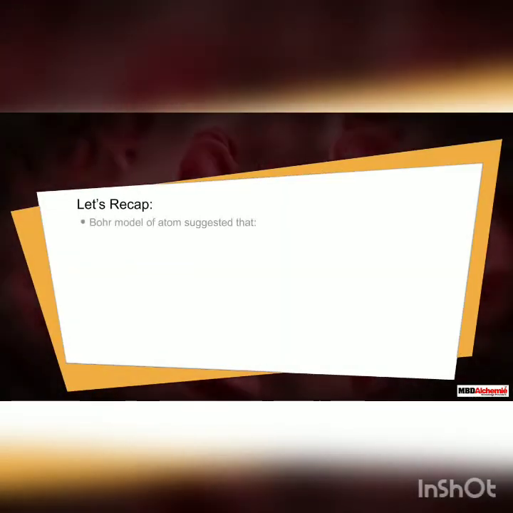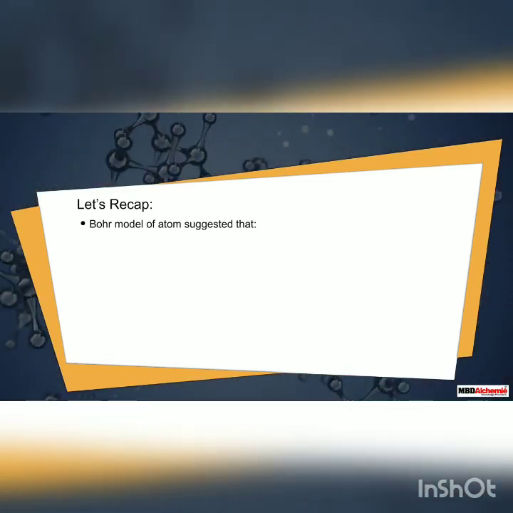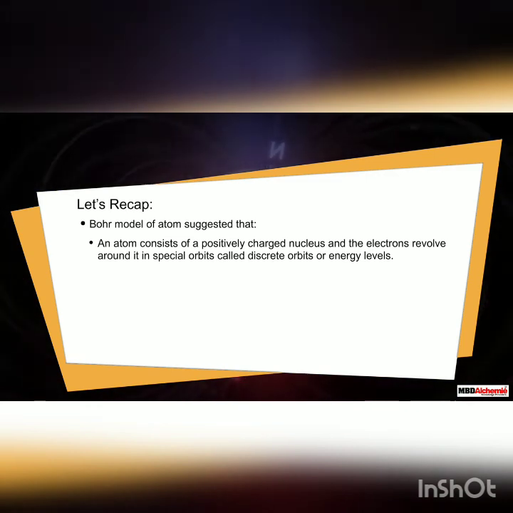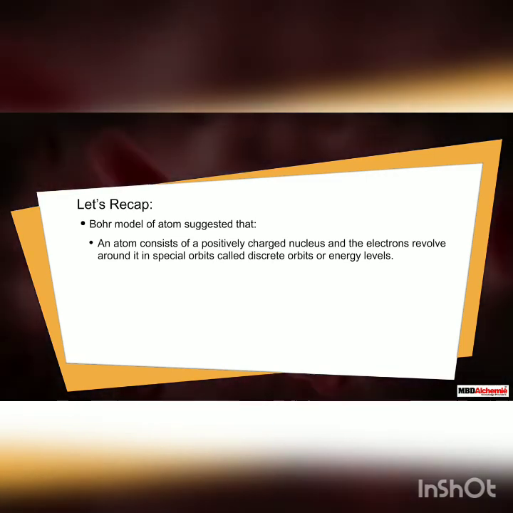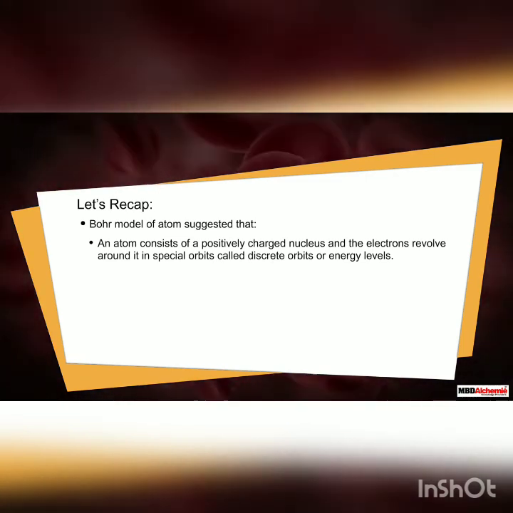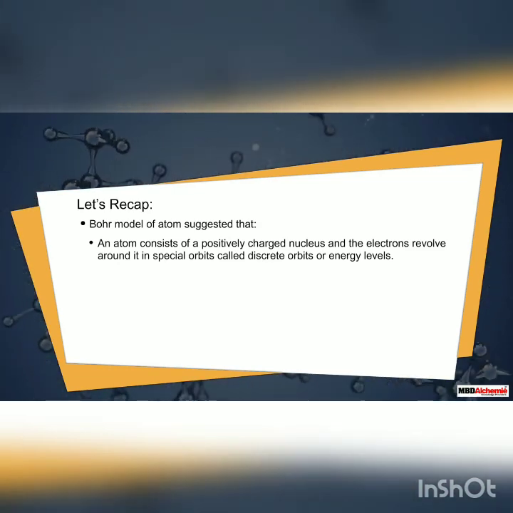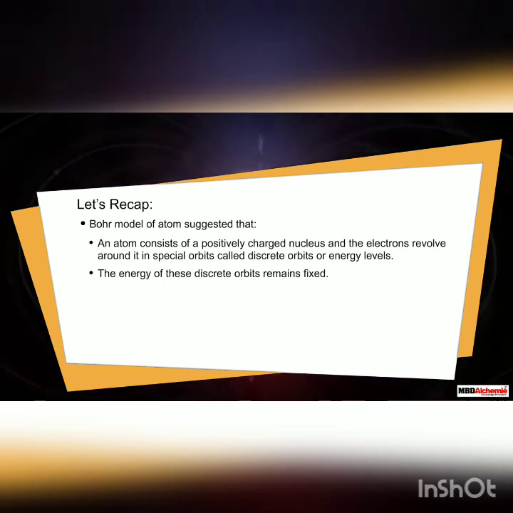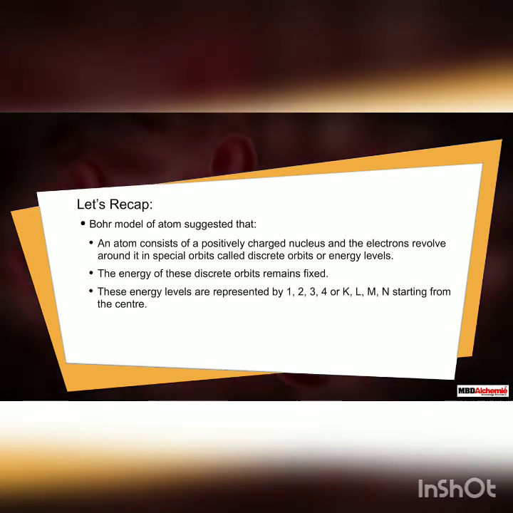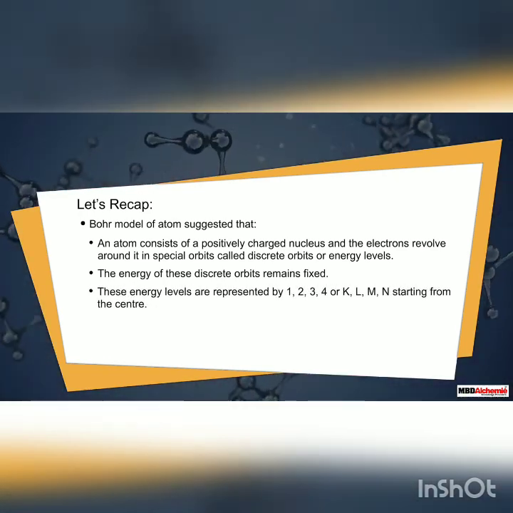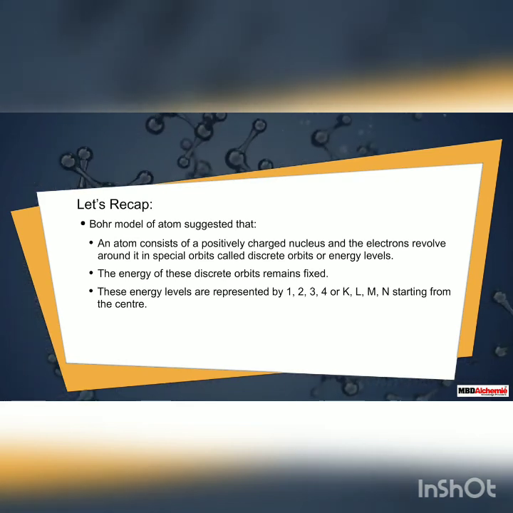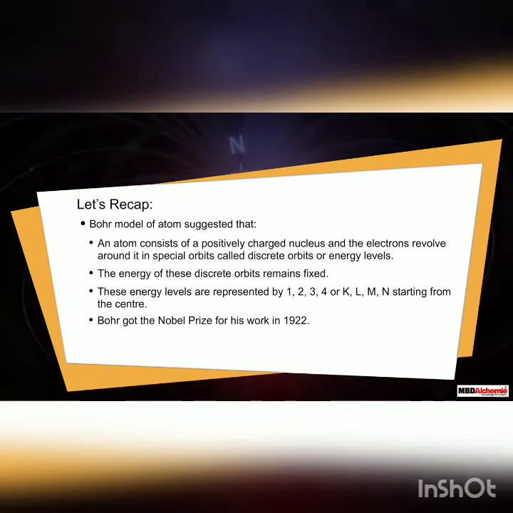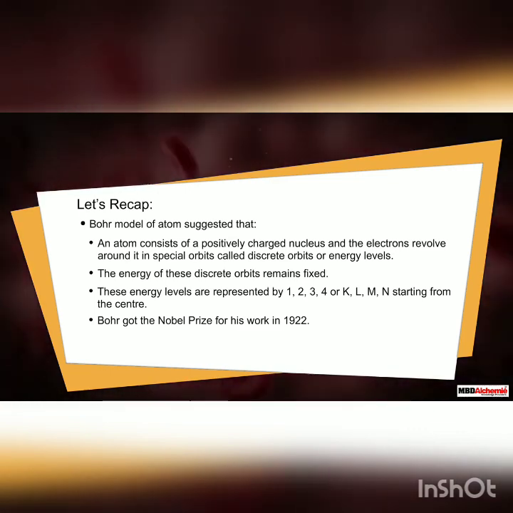Let's recap. Bohr model of atom suggested that an atom consists of a positively charged nucleus and electrons revolve around it in special orbits called discrete orbits or energy levels. The energy of these discrete orbits remains fixed. These energy levels are represented by 1, 2, 3, 4 or K, L, M, N starting from the center. Bohr got the Nobel Prize for his work in 1922.